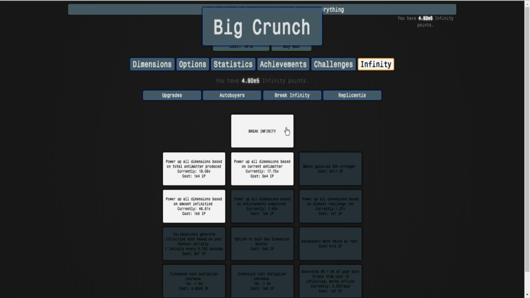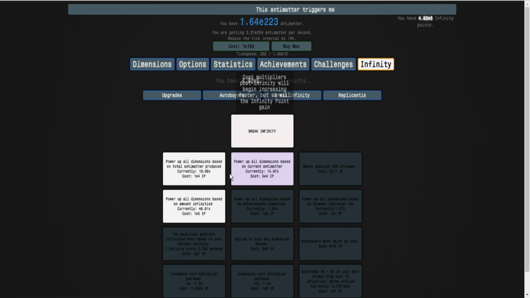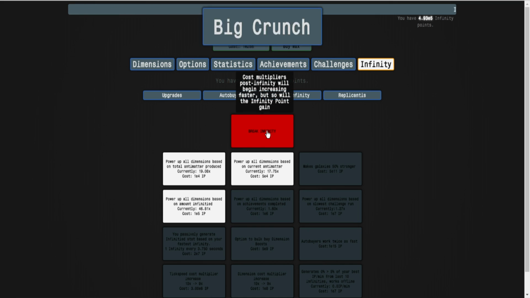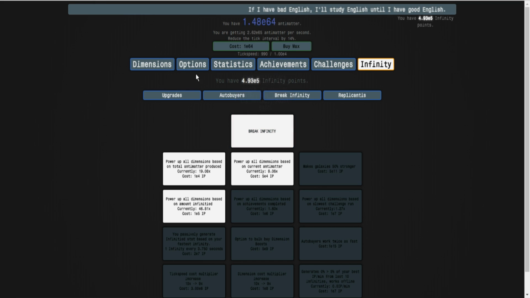So the break infinity thing. Oh, we can actually do it. Cost multipliers post infinity will begin increasing faster. But we'll gain infinity. Wait, what? What does that do? Power up all dimensions based on the total antimatter. Did I push this? I'm confused. What did that do? Cost multipliers post infinity? I'm afraid to push that.